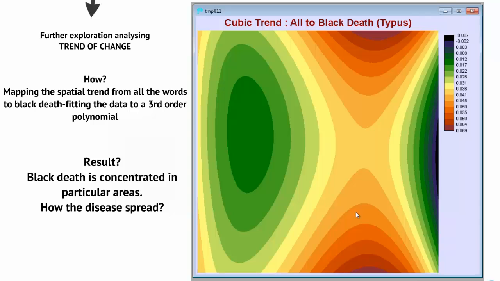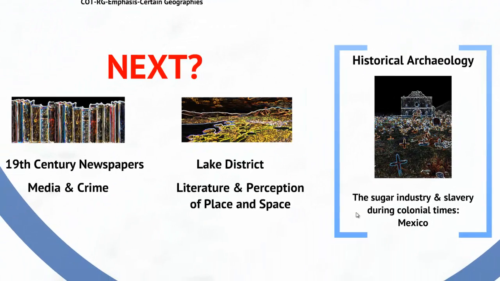Right, so this is only one of the ways to look at changes over time in the analysis of text, and this is only one of the examples that we are working with in the actual project. We will also be looking in the future at a 19th century newspapers collection from the British Library. In this particular collection, we are going to be looking at the perceptions of media and crime. This is to say, we are going to be mapping the distributions of words, for instance, such as murder and other crimes as well, and we are going to look at the perception of media into these events. We are going to also analyze the literature of the Lake District during the 18th and early 19th century, and we are going to be looking at the perception of place and space between different authors.